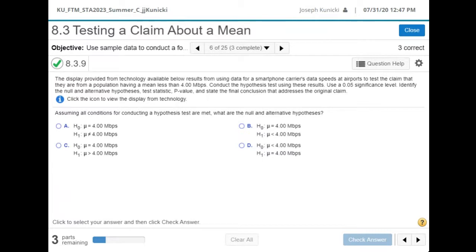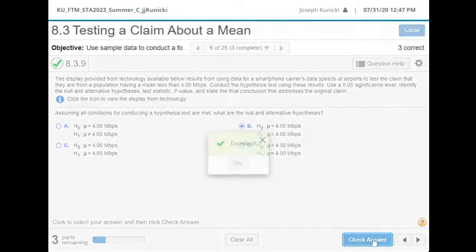Okay, the claim is that they're from a population having a mean less than 4.00. So it's a left tail test. That's the alternative hypothesis. That's where the claim goes. So the null is that it's equal. Well, less than, but in this case equal. So it would be B, letter B. See, there's the claim in the alternative. Mu is less than 4.